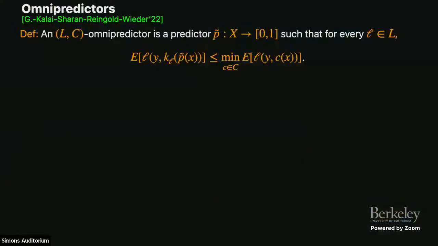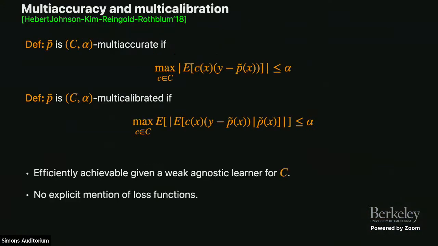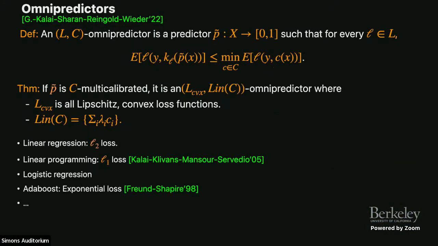Really the main message here is not the proof, it's really about the statement. But just because this connection between multigroup fairness and loss minimization seems to come out of the blue, I think it's good to see the proof at least at a high level to get some sense of why multi-calibration even should enter the picture here.